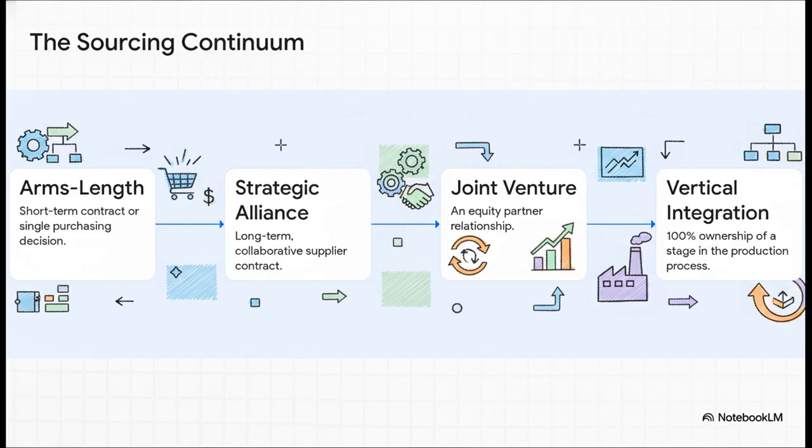In English, this is a much deeper connection. A strategic alliance is a long-term, collaborative relationship where both sides are really invested in each other's success. Then you have a joint venture.